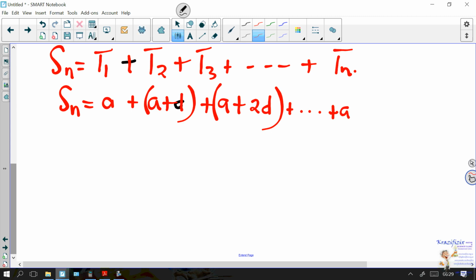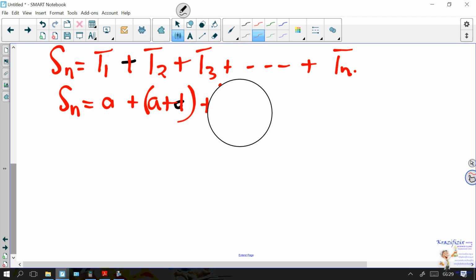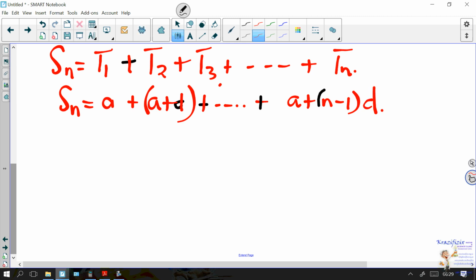Okay, the term before the last one, A plus, I need space. Let me write the first 2 terms, plus 3 dots showing it's continuous, plus my last term, A plus n minus 1 d. And if you want to show the term before the last one, it's going to be A plus n minus 2 d, and the last one, A plus n minus 1 d.